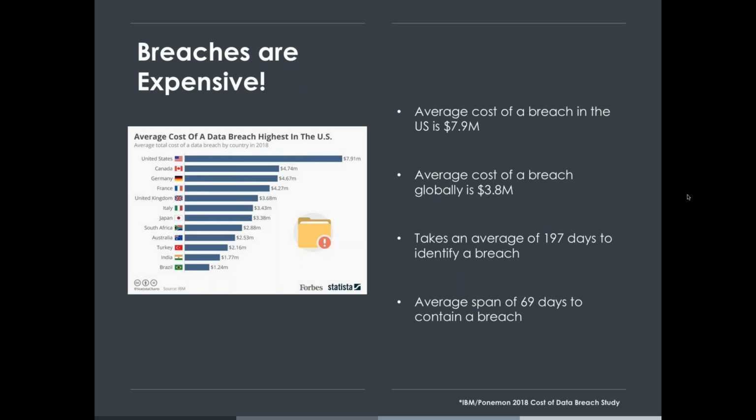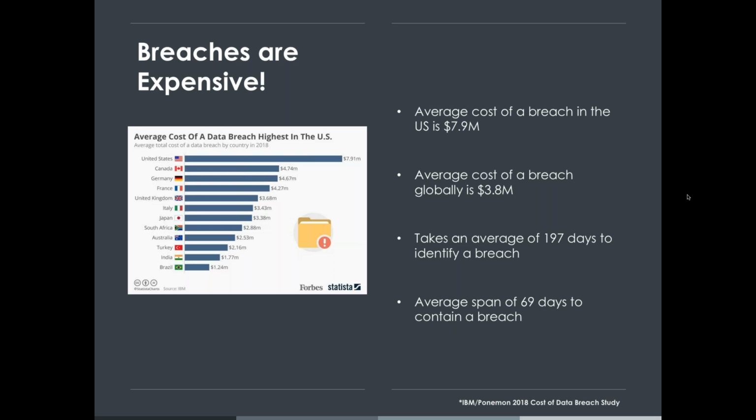And of course, this is gaining popularity simply because breaches are expensive. When we talk about the U.S., the average cost of a breach is about $7.9 million, start to finish. The average cost globally is probably right around $3.8 million. What is kind of scary is that it takes an average of almost 200 days to identify a breach.